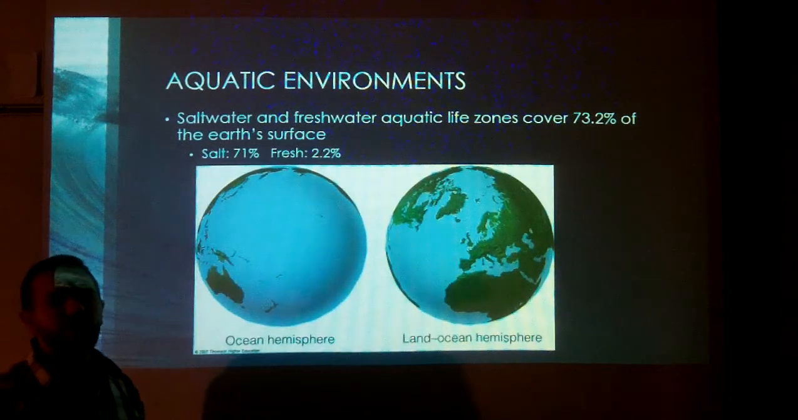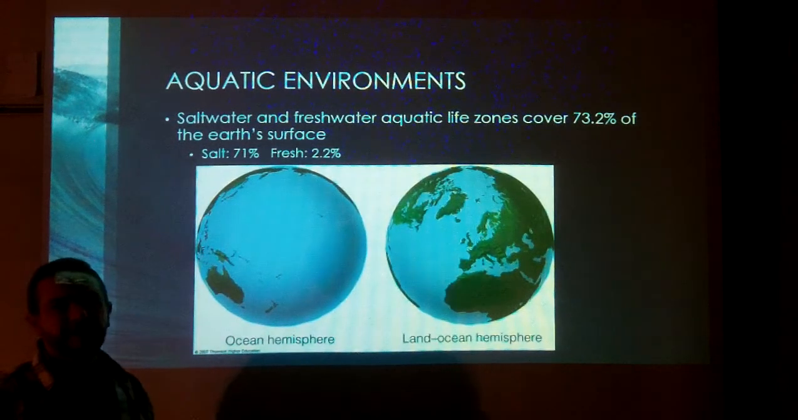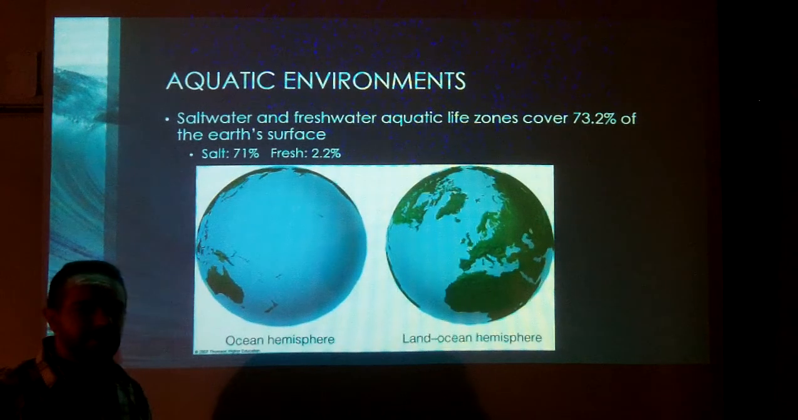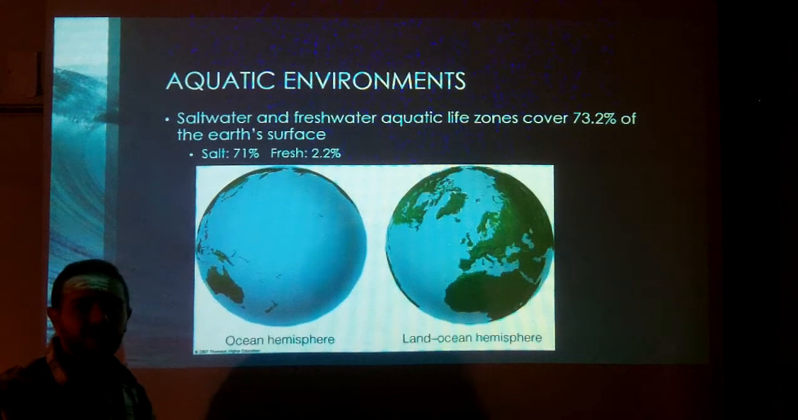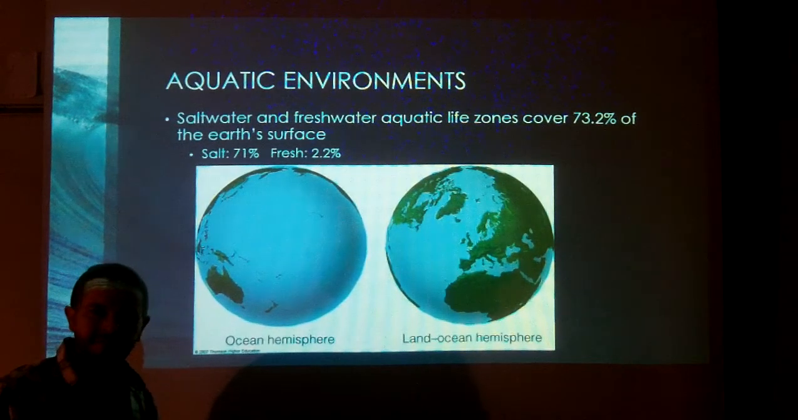Referring back to the salt water, 71.2%, or sorry, 71%. Your body is roughly, depending on your male or female, anywhere from 60 to 68% water. So we're roughly the same percentage of water as the Earth is. Ironic? Maybe not.